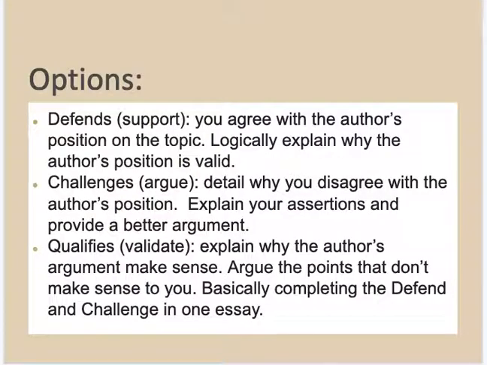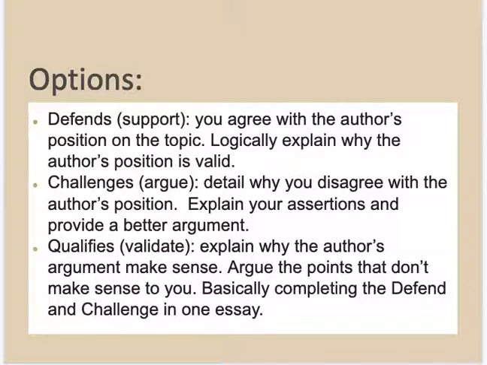So you have three different options typically on the AP exam. You are given an idea, and I'll show you some examples of those, where you're asked either to defend, challenge, or qualify what the person is saying. It's usually not a long piece of writing. It's usually just an idea that someone else has. So if you choose to defend that idea, you will support that position. You will explain why that position is valid.